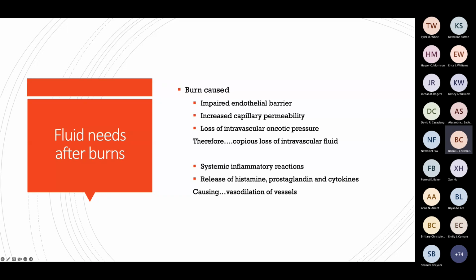So as I mentioned, fluid needs are one of the really big things we have to worry about. So we're going to talk about this for a little bit. And what you see with the burns is that it causes an impaired endothelial layer. Because of that, the barrier is essentially lost. You'll also see they have increased capillary permeability, so they tend to ooze everywhere. You'll see these people laying in bed and everything's just saturated. They may need those beds changed a little more often because of that.